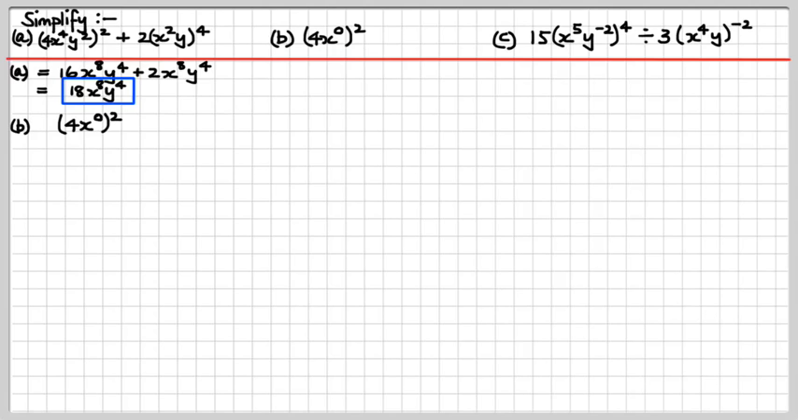Now, okay, well there's a trick here. Look, what's x to the 0, guys? It's 1, isn't it? So that's just 4 squared, and 4 squared is 16. It's as easy as that, right? What about number C now?